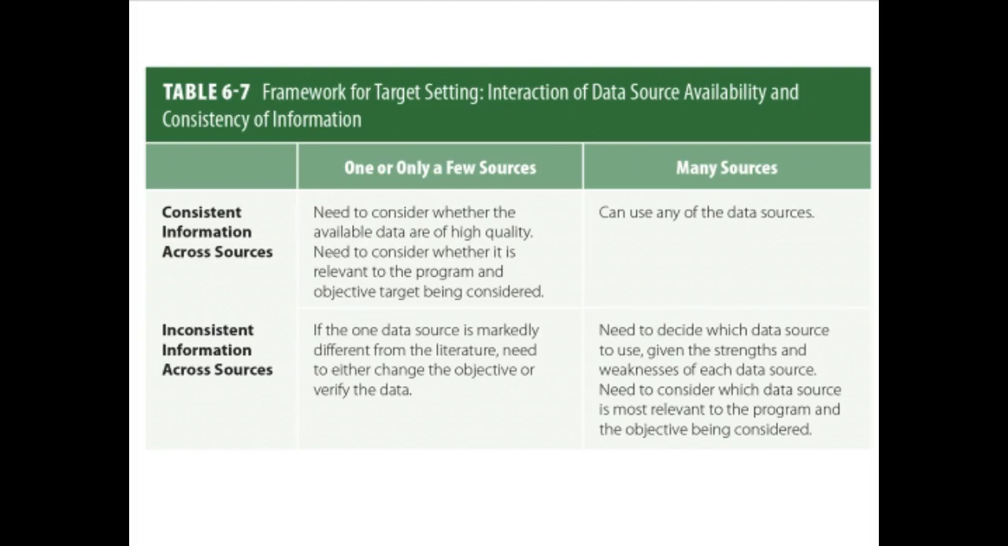So if you have many data sources and they're all saying the same thing, then arriving at a target should be pretty simple, because it will reflect consistent values and similar target values will be reached regardless of which data sources are being used. But if you have inconsistent information across sources, the decision about data sources becomes more difficult, and you'll need to consider the strengths and weaknesses of each data source, including sample size, data completeness, and other quality aspects, such as if the measure has been validated.